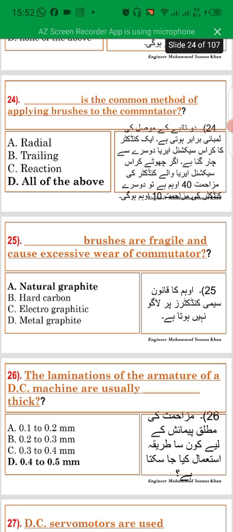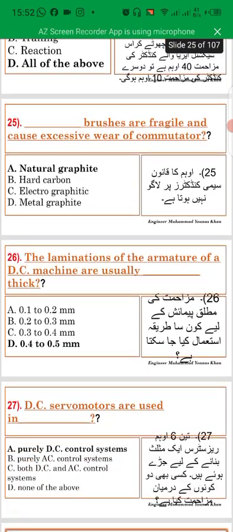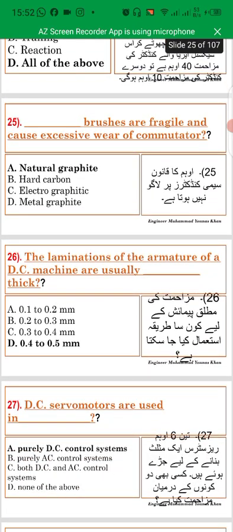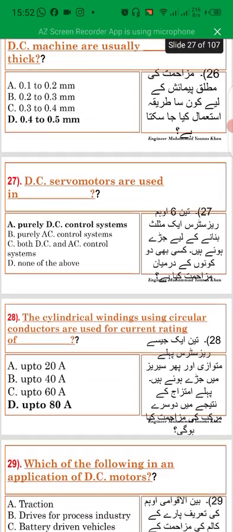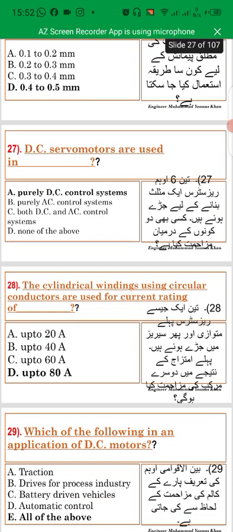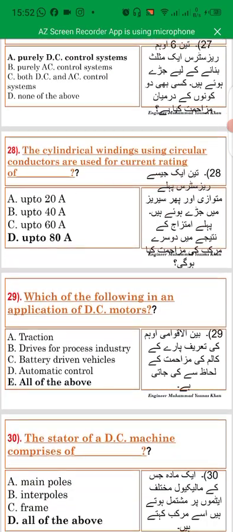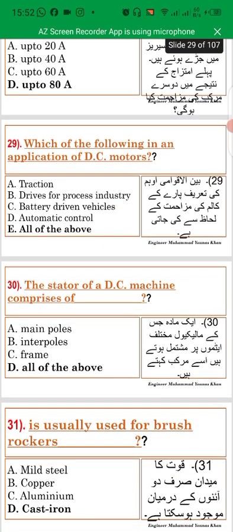Radial and trailing reaction is the common method of applying the brushes to the commutator. Natural graphite brushes are fragile and cause excessive wear of the commutator. The laminations of the armature of a DC machine are usually 0.4 to 0.5 mm thick. DC servo motors are used in purely DC control systems. The cylindrical winding using circular conductors is used for current rating of up to 80 ampere. Which of the following is an application of DC motor: traction drive, process industry, battery driven vehicle, automatic control?